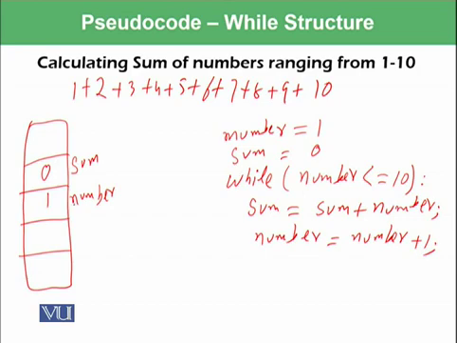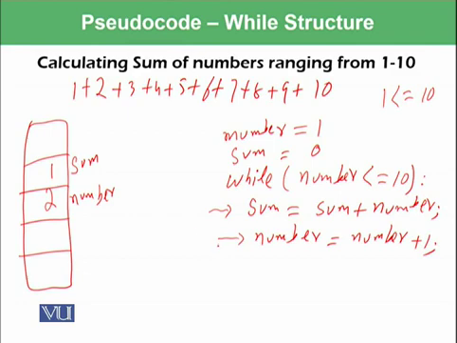Let's try to execute it. Initially we have number 1, sum is 0. While number is less than or equal to 10: 1 is less than or equal to 10, so the condition is true. It comes to this statement, sum is assigned sum plus number. So 0 plus 1 is 1, which will be stored in sum. And then the next statement, number is assigned number plus 1, so number will become 2.